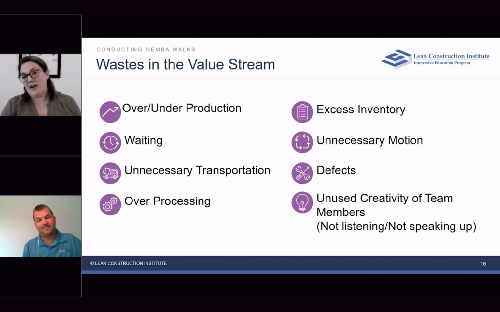So over processing, or extra processing, is one of my favorites because I think there's a lot of opportunity in our industry in general for this. One of the things that always comes to mind: over processing is doing more work, extra steps, giving a higher quality than is needed or requested by the customer.